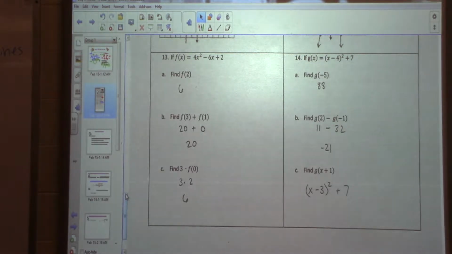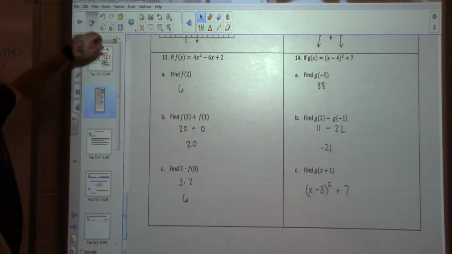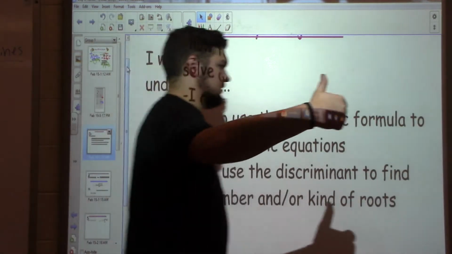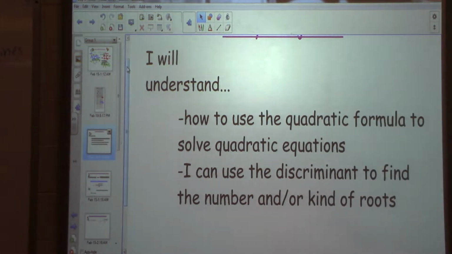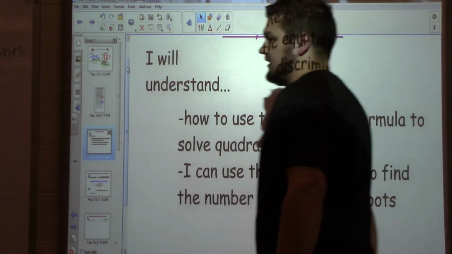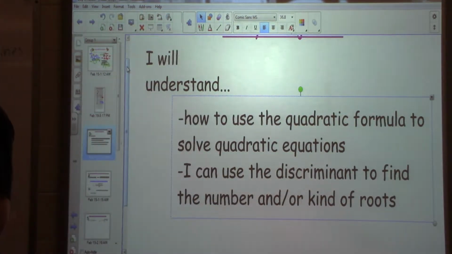Okay. Any questions? Alright, then, today we're going to talk about using the quadratic formula. You're going to learn what it is, first of all, and how to use it. And then we're going to talk about using the discriminant. New vocab word, right? We're going to learn how to do that as well.